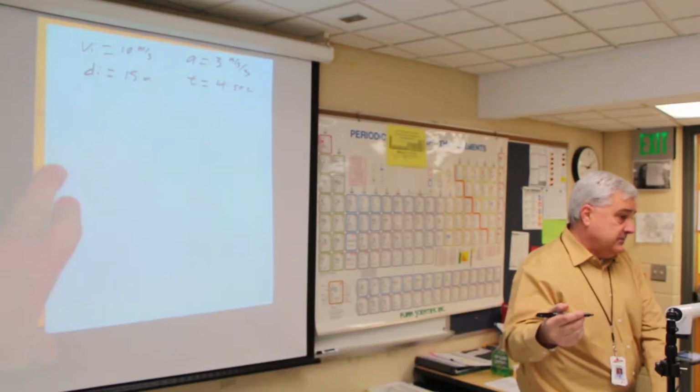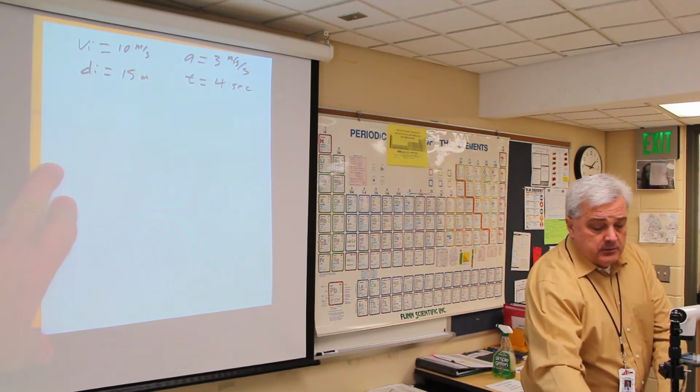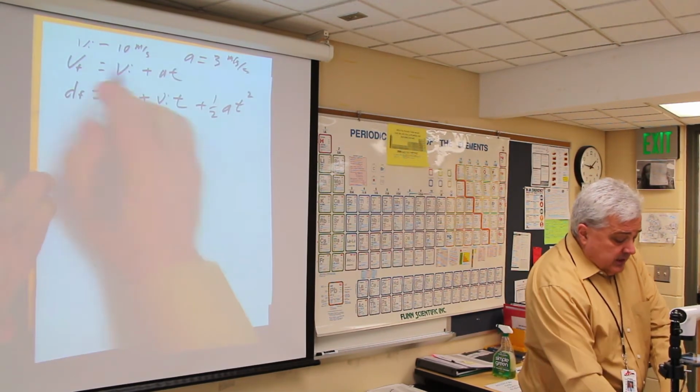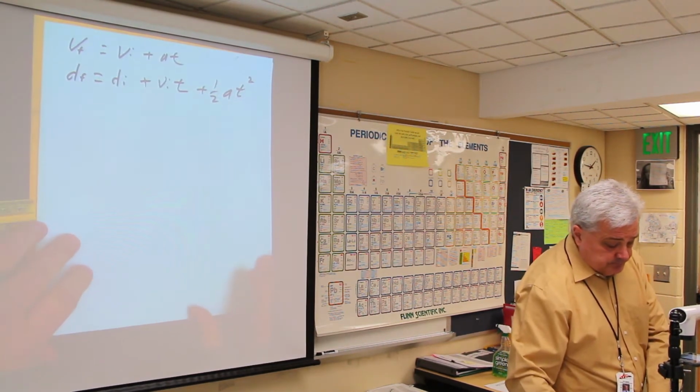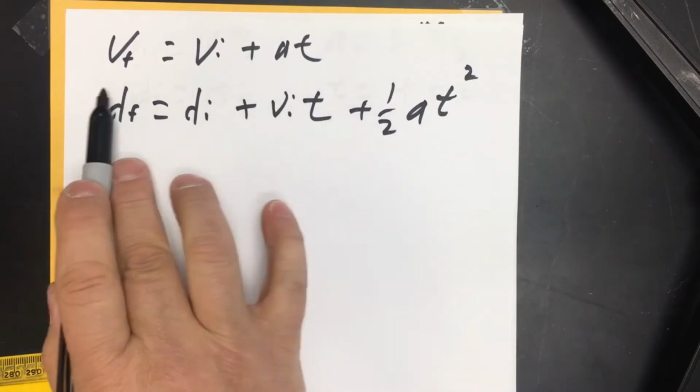Well, in this case, it's very simple. We've written down what's given. Now for the relevant equation: the question is, what is the final distance? What is the final position? Looking at our 2 equations, the velocity equation doesn't have distance in it. We cannot use this equation to find distance.